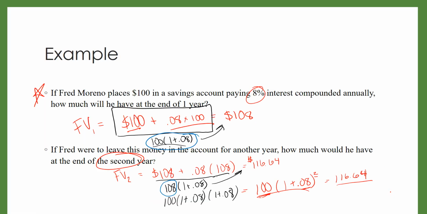Now let's go back and look at that Fred example again. Notice in the first year we earned $108, so we have $8 in interest that we earned. The second year, we didn't earn $8 because then we would have had $116. Instead, we had $116.64. In the second year, we earned $8.64. Where did that extra 64 cents come from? That is the interest that was earned on that initial interest payment of $8. So that $8 earned us an extra 64 cents.